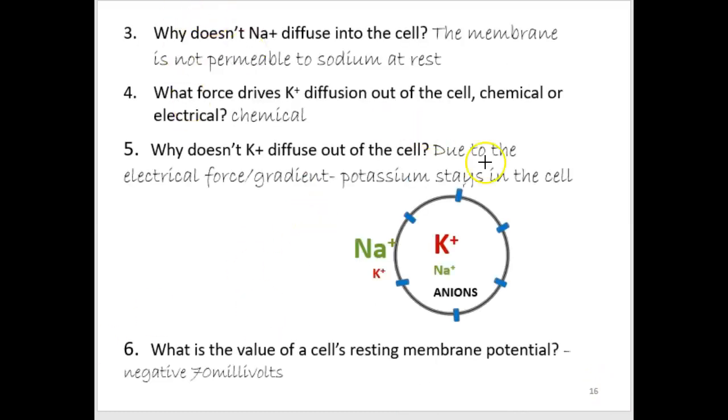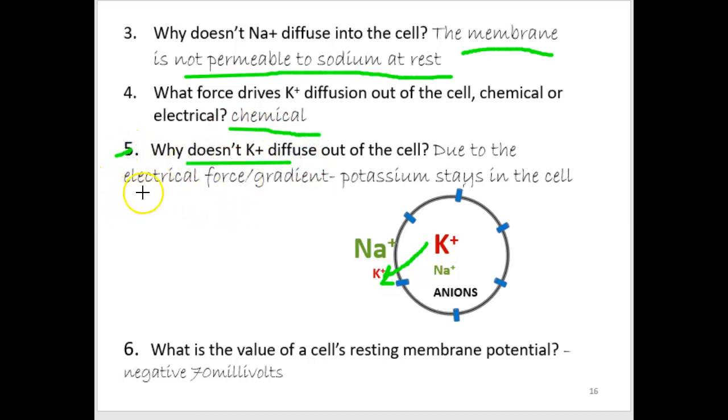So I have the answers here for you. The reason that sodium doesn't diffuse into the cell is because the membrane is not permeable to sodium at rest. And potassium could diffuse out of the cell according to its chemical gradient, but why doesn't it? Because of the electrical gradient keeping potassium attracted to the anions. And the value of a cell's resting membrane potential is negative 70 millivolts.